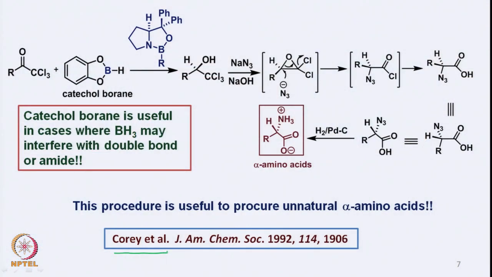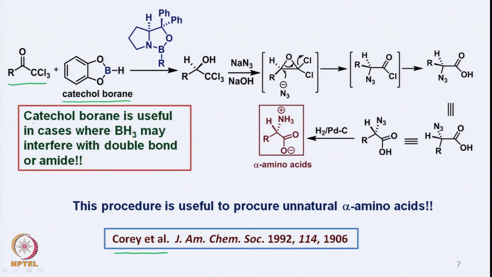Corey is a professor at Harvard University and a 1990 Nobel Prize winner, and he has also shown that if we take a ketone of this kind, where there is a trichloromethyl group attached to it, and we use borane, which is catecholborane, we can use different types of borane molecules depending on what kind of enantiomeric purity is given.